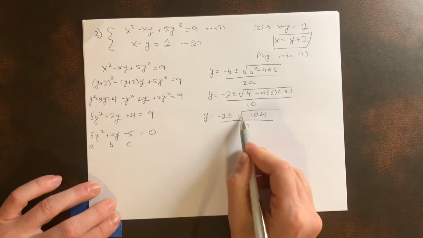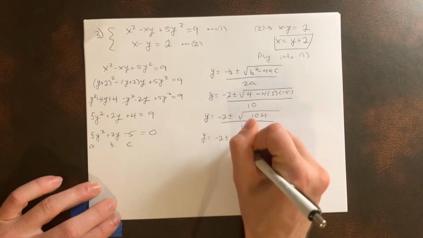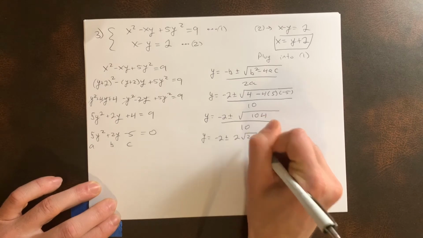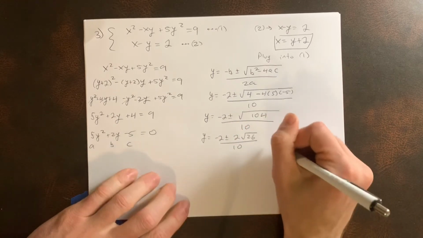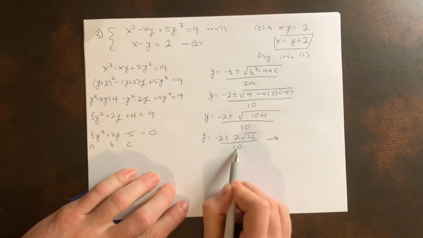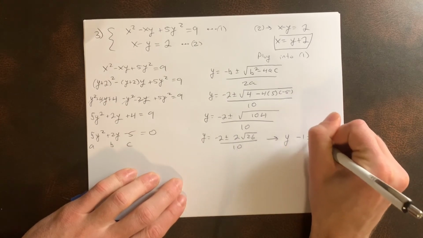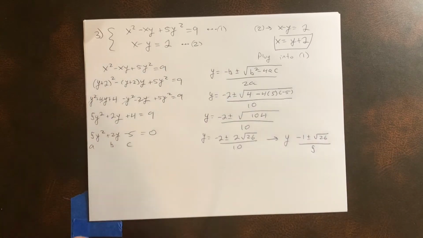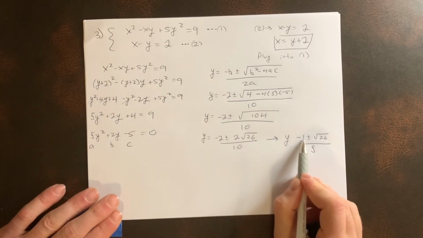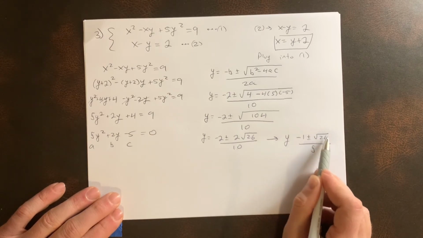And then if we were to simplify the square root of 104, we would see that it's going to be 2 square root of 26. So the last thing we can do now to simplify this is, well, we could take a 2 out of all these pieces. A 2 out from this, a 2 out from this, and then a 2 out from that. And so what we're going to end up getting is minus 1 plus minus the square root of 26 all over 5. So we have two answers for y. Negative 1 plus the square root of 26 over 5, and negative 1 minus the square root of 26 over 5.